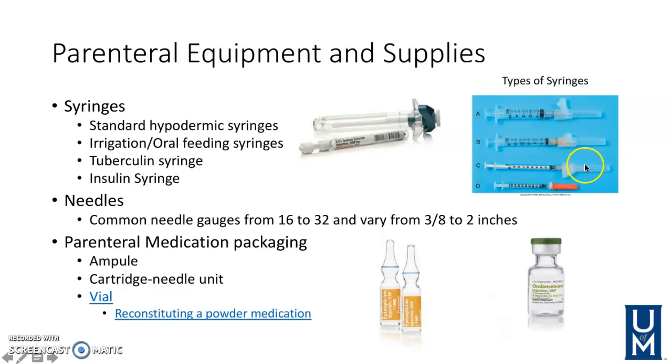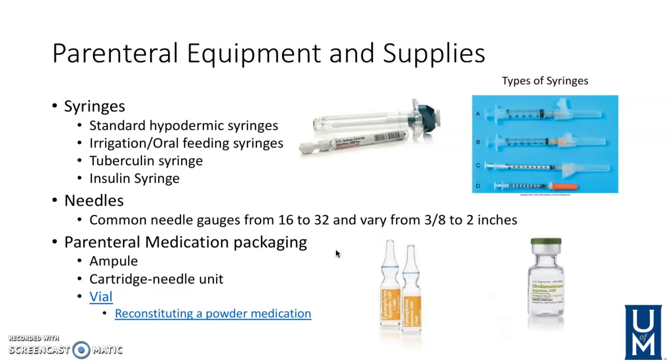And then for the tuberculin syringe, it is much smaller, gives us a much smaller dosage here. Let's talk about our needle sizes. So common needle gauges are from 16 to 32, and they vary from 3/8 to 2 inches in length.